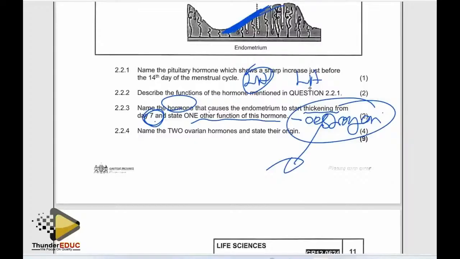Anyway, estrogen is responsible for secondary sexual characteristics in females. You must say that. Don't just say secondary sexual characteristics.